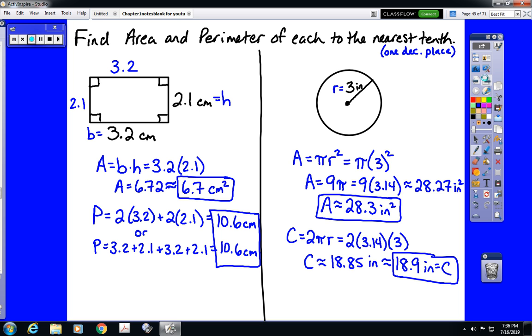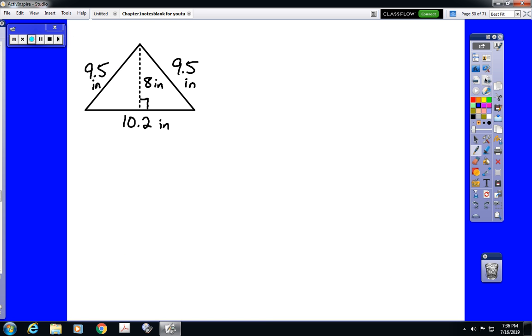Here we have a triangle. Triangles can be tricky because we have to figure out which side is the base and which side is the height. So again, it's worth noting that the base and the height have to be perpendicular. So if 8 inches is the height, then the base is 10.2. The other two sides would be A and C. It doesn't matter which one is which.